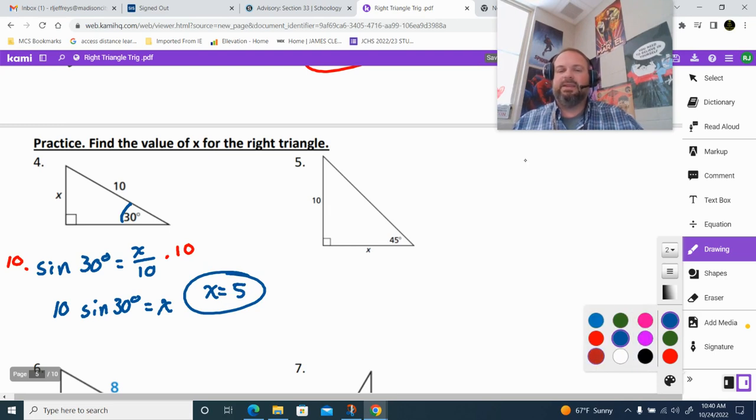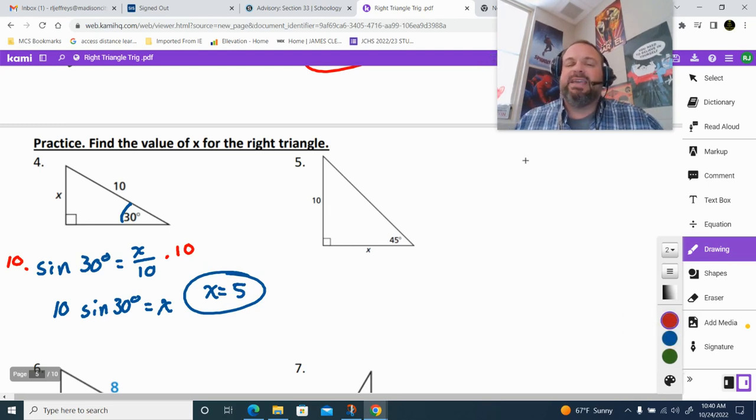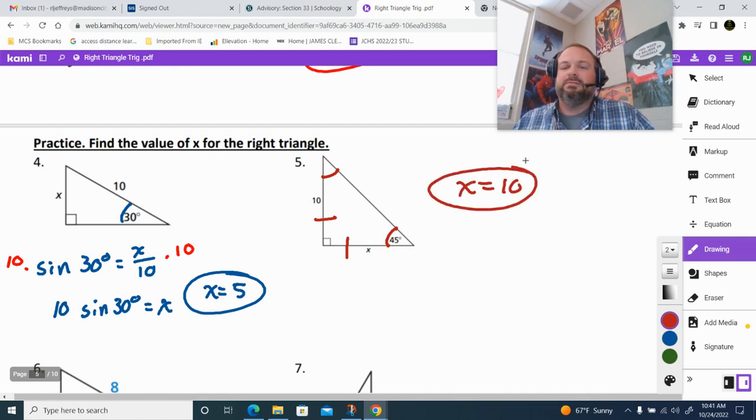Now, let's look at number 5. This is a 45. That means this is 45. These are congruent. That also means that these are also congruent. If you know it's a 45, 45, 90, those two sides have to be the same length. Do you really need to use a trig ratio to solve this? No. Do you actually have to do any type of calculation? No, because these are both the same. So x would actually be 10. That's using what you know.